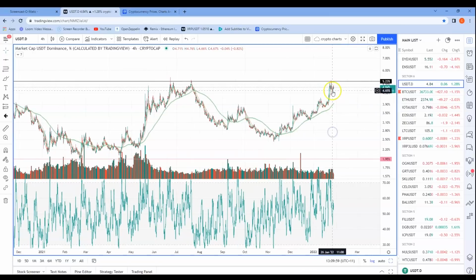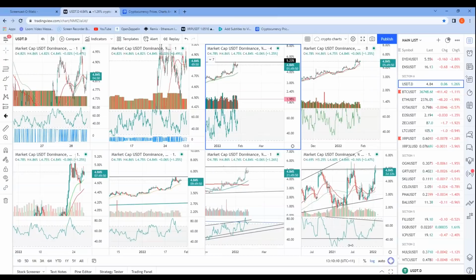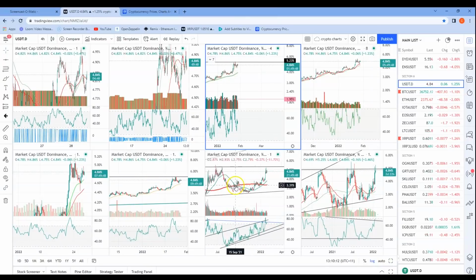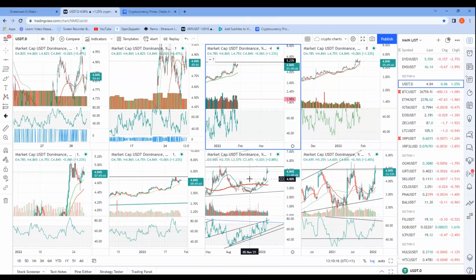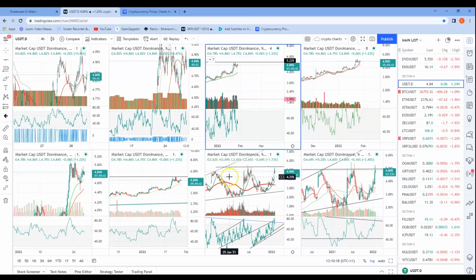So going forward, I'll be looking for divergences around this area on the USD Tether dominance chart, and then I'll be entering my positions in the altcoins. I'm not going to go into Bitcoin this time, because I think Bitcoin has already topped. Now the show is in the altcoin market.